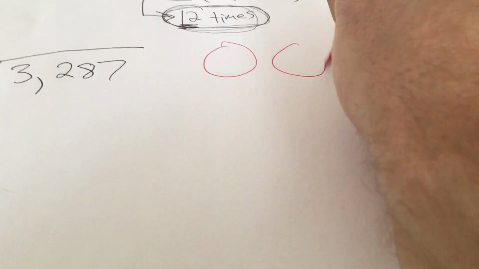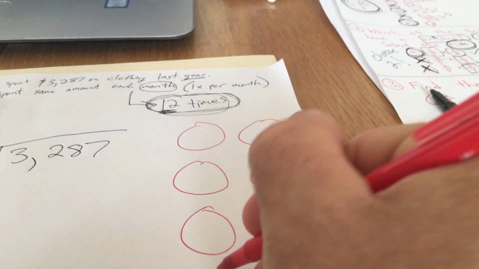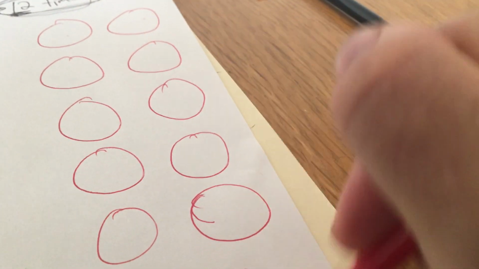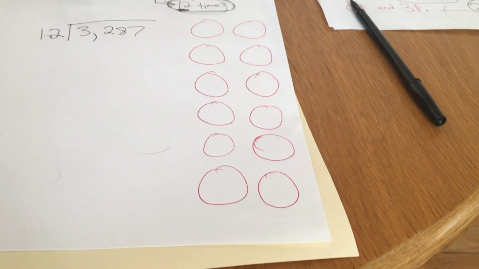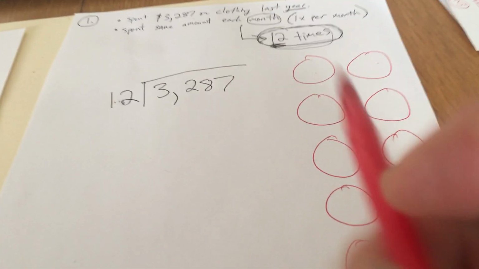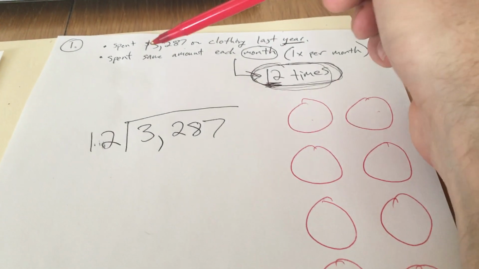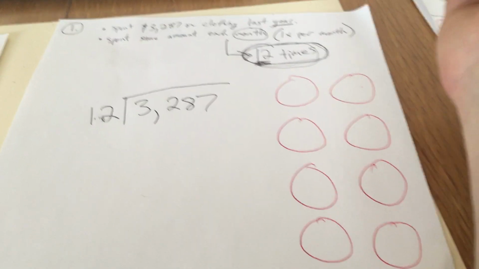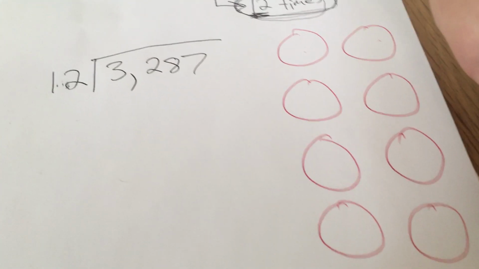So I could draw 12 months. These circles are just going to be groups that represent months. 1, 2, 3, 4, 5, 6, 7, 8, 9. Oop, it's hard to draw. 10, 11, 12. Okay, so 1, 2, 3, 4, 5, 6, 7, 8, 9, 10, 11, 12. We've got 12 equal groups that we're making. Each of them represents a month, and we're going to divide $3,287 into those 12 equal groups because she spent the same amount each time.